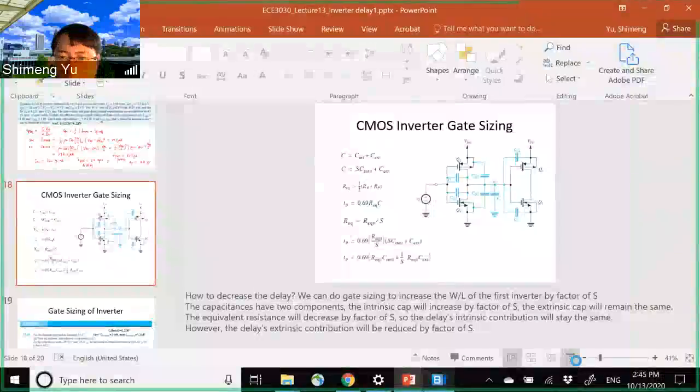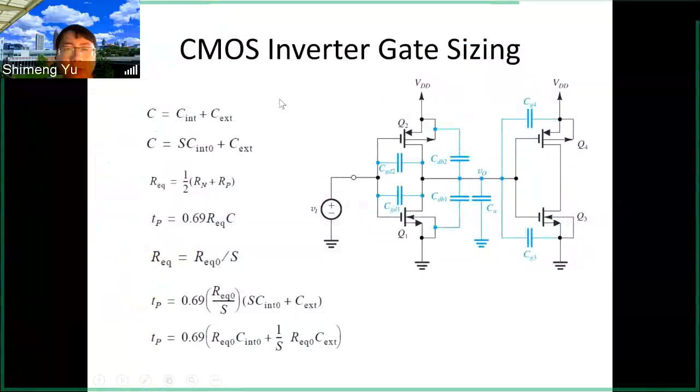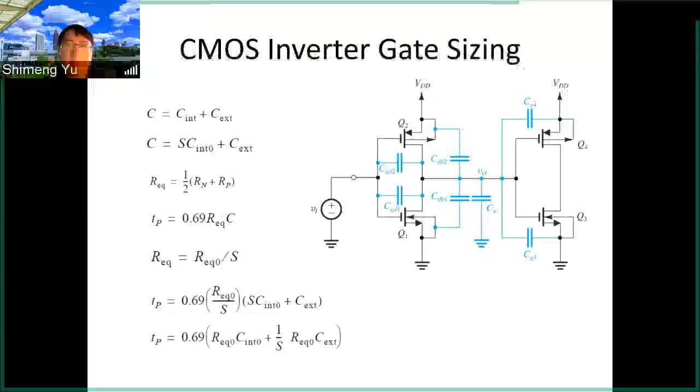Okay, then next we want to discuss one important issue, that is gate sizing. If we want to increase or decrease the delay, then we can play with the size of those transistors. For example, if we want to decrease the delay, then typically we need to size up the transistor. That means we increase the W over L. So here let's look at this inverter.